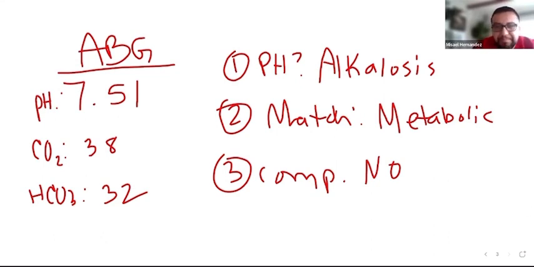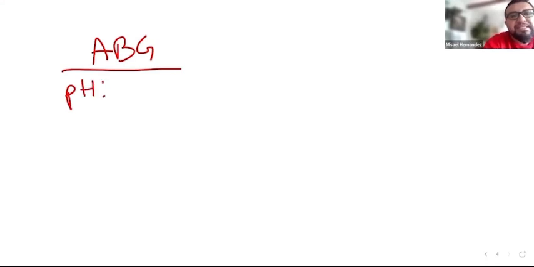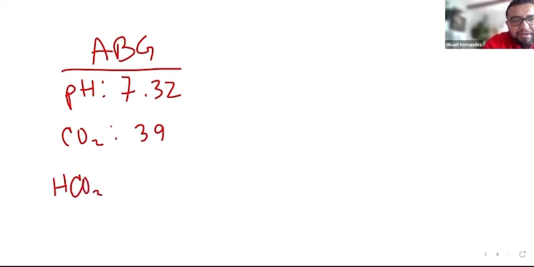Let's do another one. This one's a little bit trickier. Let's say that in your ABG, the pH is 7.32, the CO2 is 39, and the HCO3 is 19. Okay, this one's a little bit trickier. Some of you guys can see this and do it. Good for you. But what do we do first?